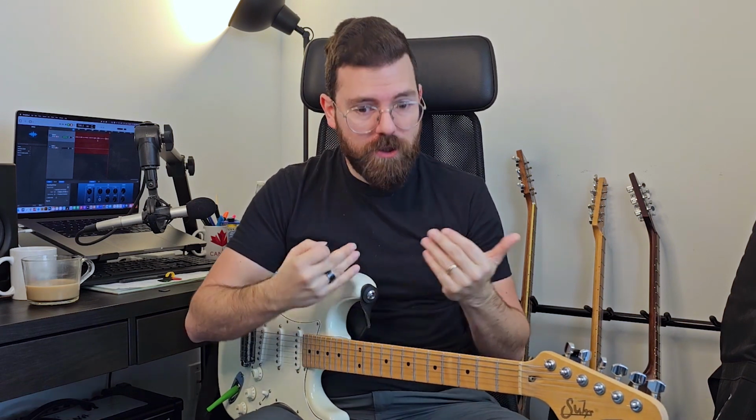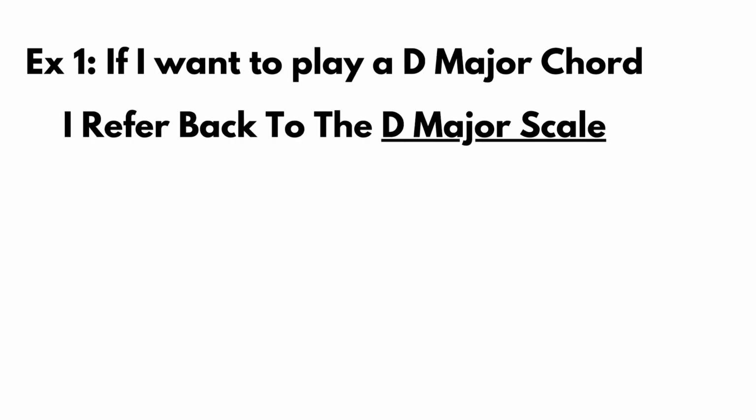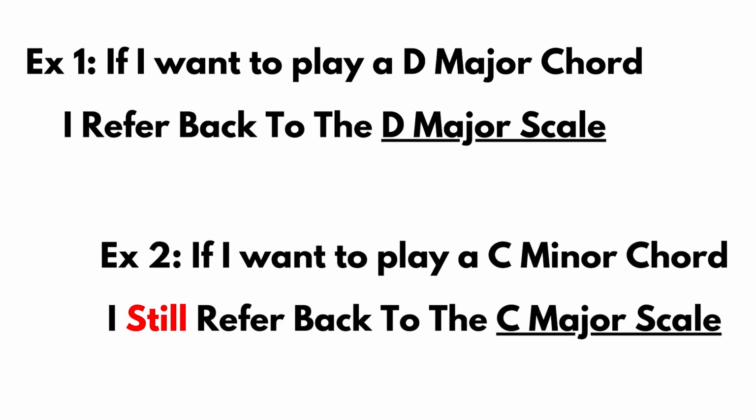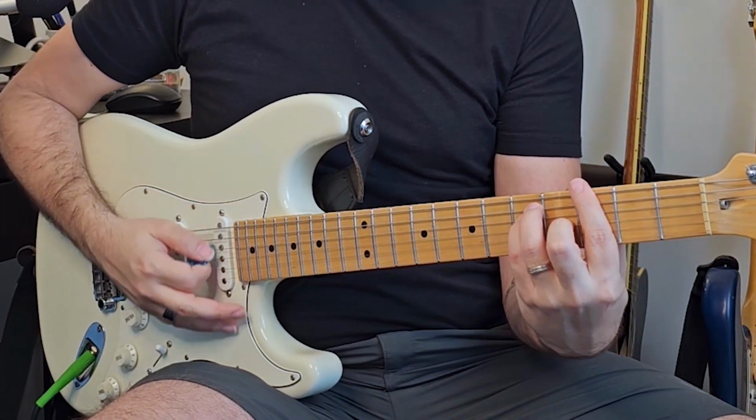Okay, so you probably already know the major scale, but if you don't, I'll just show it to you real quickly. We're gonna play that major scale in G just so I can show you the shape of it, and then later on we can move it to any other key, depending on the chord we're playing. So if I'm playing a D major chord, then I gotta refer back to the D major scale. If I'm playing a C major chord or a C minor chord, I gotta refer back to the C major scale.